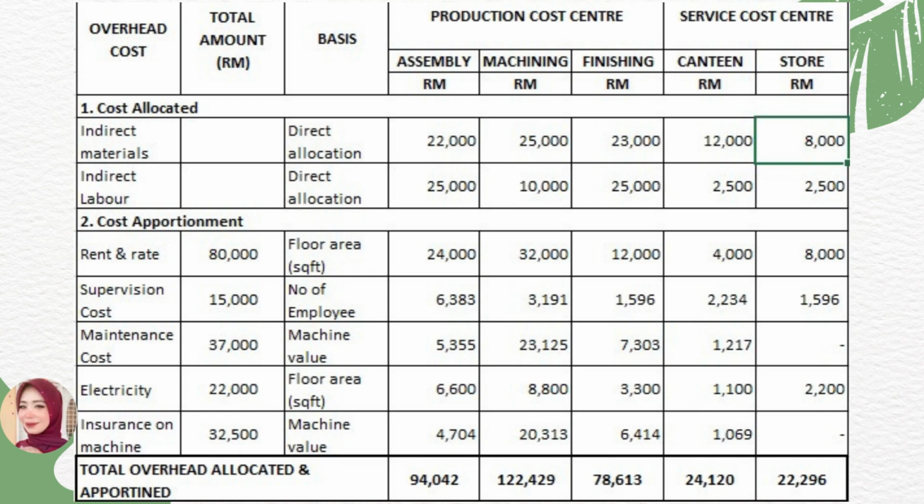Third, to get the maintenance cost for each department, we must take the machine value divided by total machine value times maintenance cost. Fourth, to get the electricity cost for each department, we must take the floor area for each department divided by total area times electricity cost. Lastly, to get the insurance of machine for each department, we must take the machine value divided by total machine value times the total value of insurance of machine.